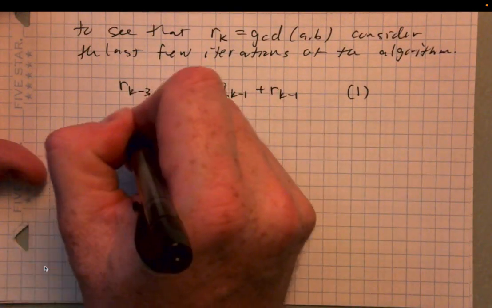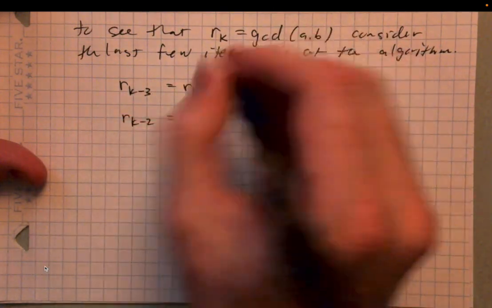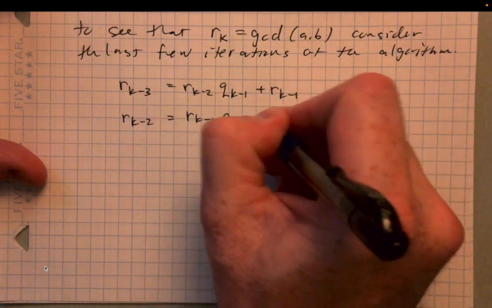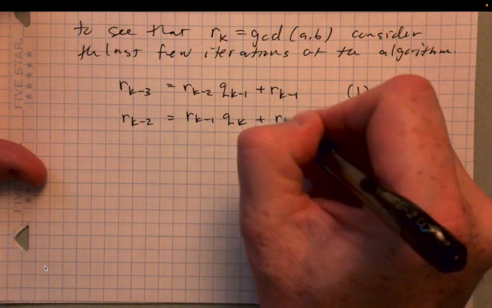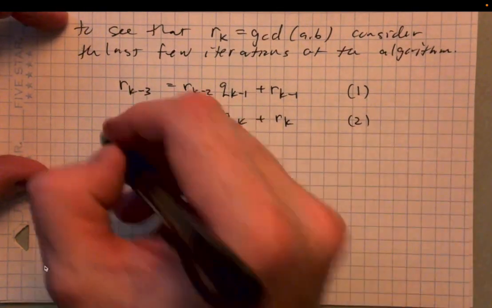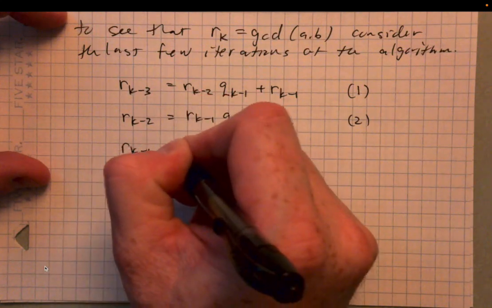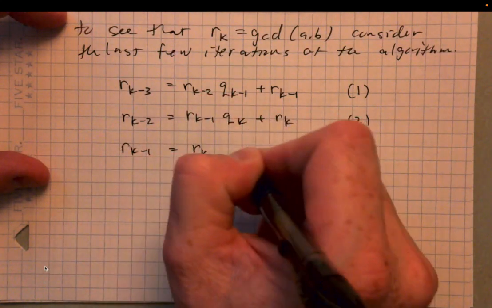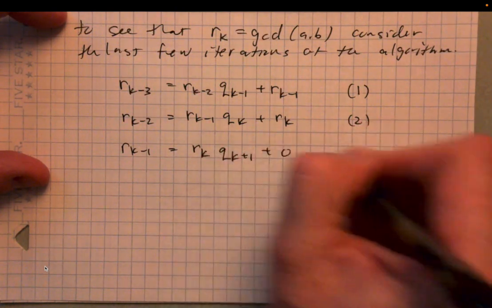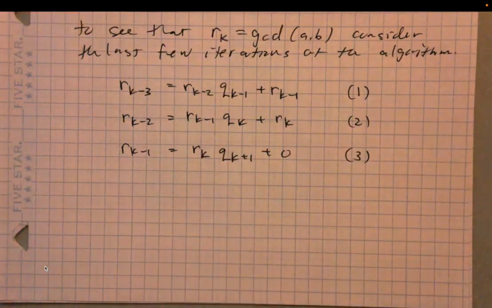And then we would have r of k minus 2 is equal to r of k minus 1 times q of k plus r of k. Right, now this is actually going to be our GCD, but then what happens in the next iteration? r of k minus 1 equals r of k times q of k plus 1 plus 0, right? So this is the last few iterations of this algorithm. Okay, and so what we're going to do is step back through this.